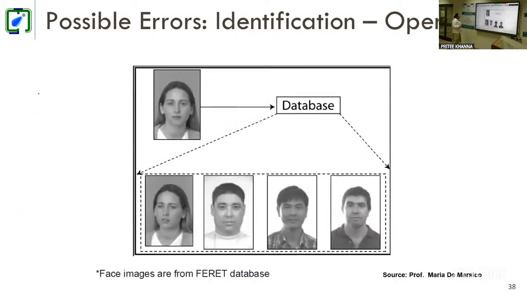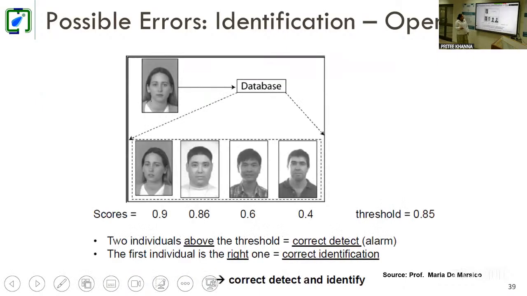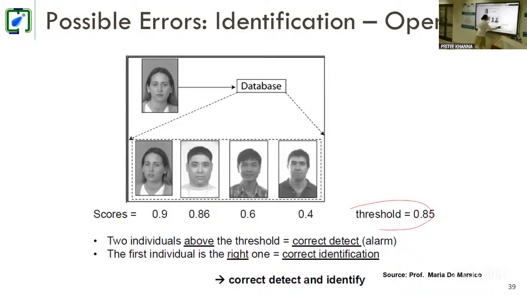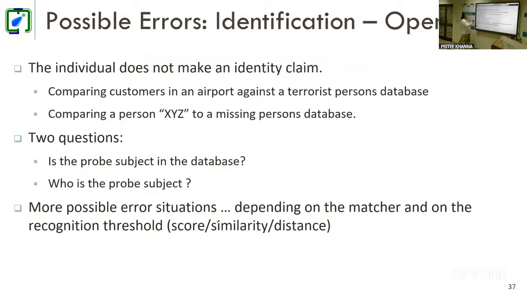So these are the face images taken from a database. So this is, let us say, your probe at runtime, and these are images stored in the database. Scores are generated, and this is your threshold. If you look at the threshold, you know that there are two individuals above the threshold. So we say that there are two questions: whether the probe subject is in the database, and then who is the probe subject.